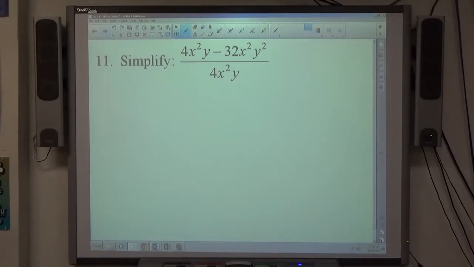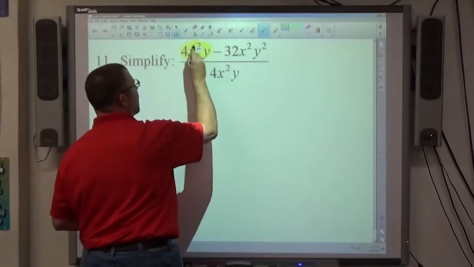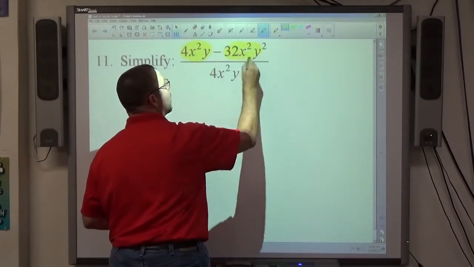Number 11, simplify. Once again, if we identify terms, terms are separated by pluses and minuses and equals, and also I'm going to add to that fraction bars.